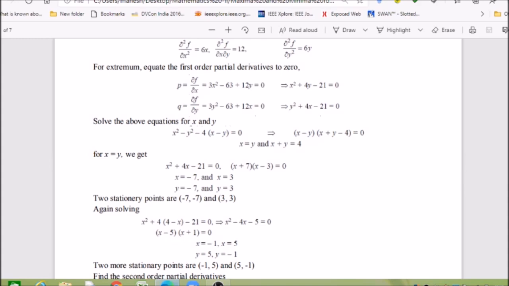So first we will substitute x = y. Then by simplifying, we get x = −7 and x = 3. So we substitute in the second equation to get the y values. y = −7 and y = 3. So we get two stationary points here, (−7, −7) and (3, 3).